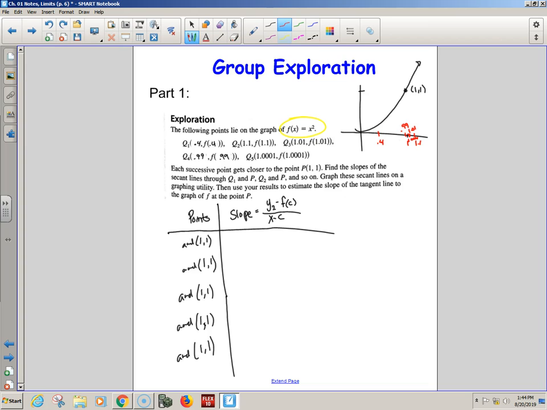Getting closer from below or from the left and getting closer from above or from the right. Sounds kind of like limit. What's this mathematical term for getting closer? Approach.